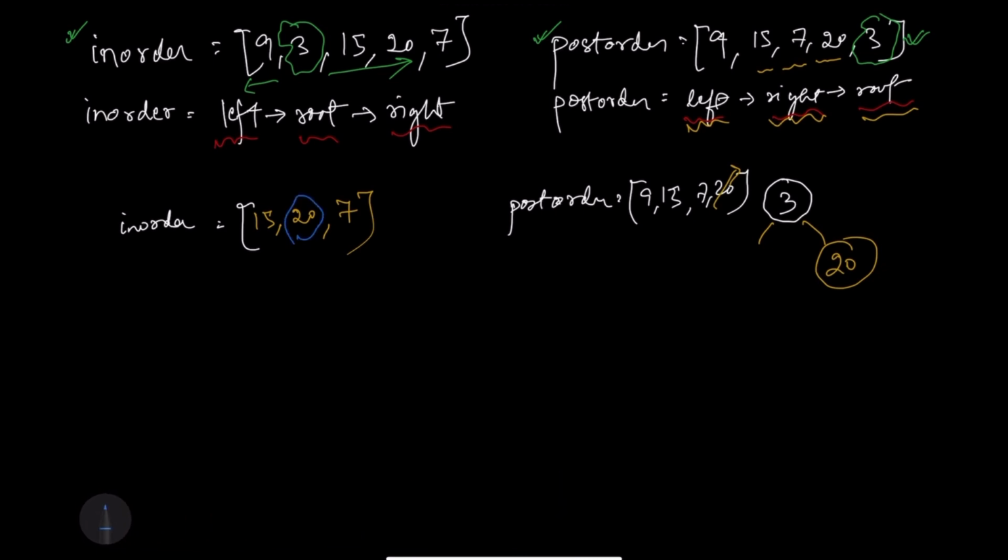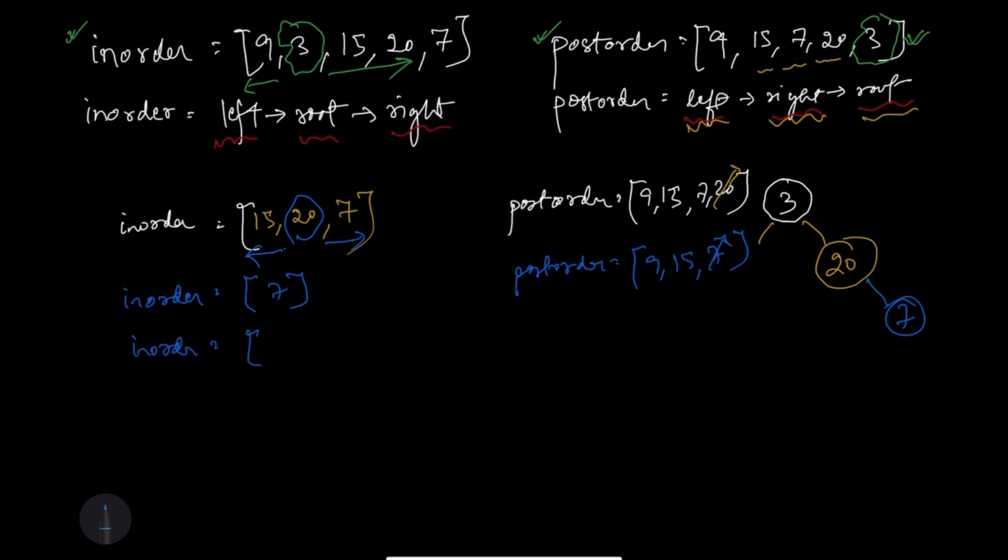20 is the root. So we have the elements in the right subtree and the elements in the left subtree. So in our next iteration, we would be getting inorder as 7, while our postorder will be 9, 15, and we will be popping out 7. So here comes our 7. So when we iterate again, now we will be popping out.